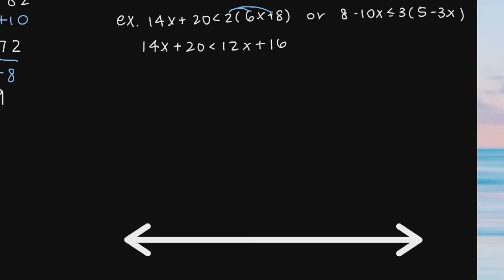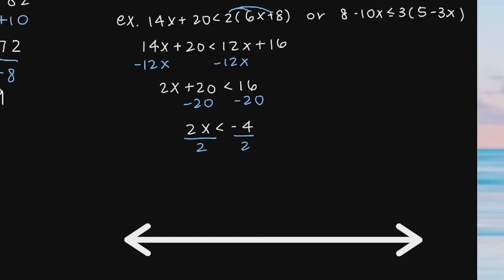And then we can't combine any like terms, so now we want to move all of the x's to one side. So then we get 2x plus 20 is less than 16. Subtract 20. We get 2x is less than negative 4. Divide by 2. And x is less than negative 2.